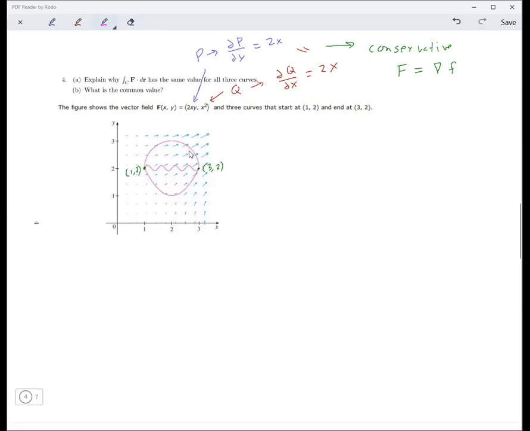But we can answer the first question, part A. So the answer to part A, explain why, is the last selection, which is the vector field is conservative, and all 3 curves have the same initial and terminal point.